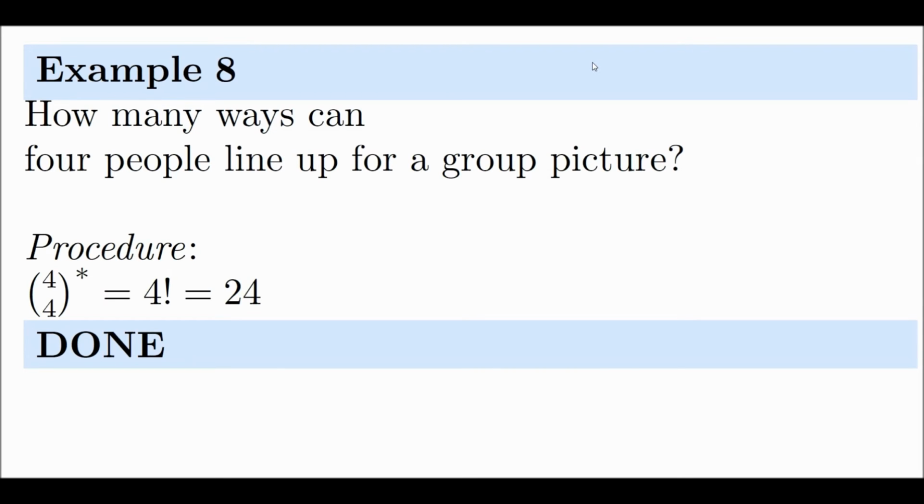Now I want to know how many ways 4 people could line up to form a group picture. So there's 4 people. I want to take 4 of them and order them in a certain way. So it's 4P4. That's the same as 4 factorial. That'll be 24. So there's 24 ways you could have 4 people line up for a group picture.